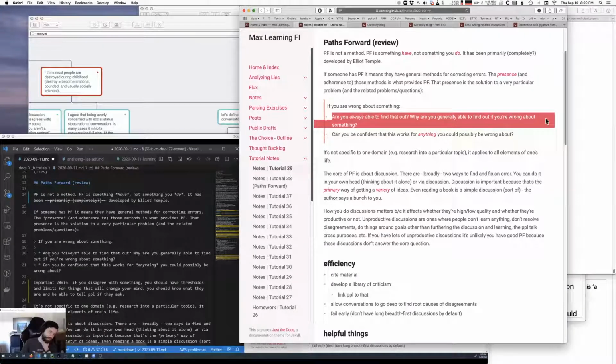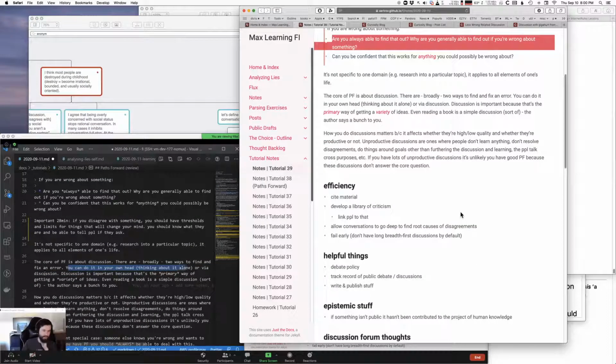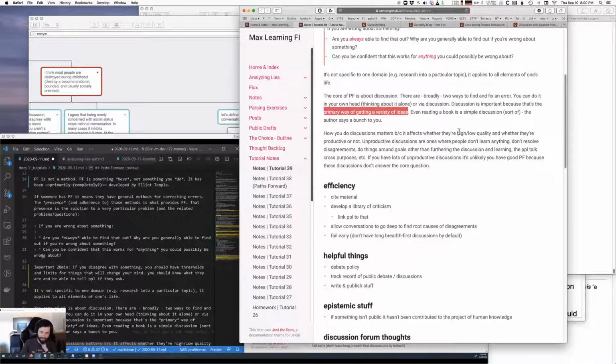So I think I say somewhere that there are broadly two ways, you can do it in your own head or via discussion. The thing about doing it in your own head is that I don't think anything in your own head ever happens in isolation. There's always prior discussion, events that happen.